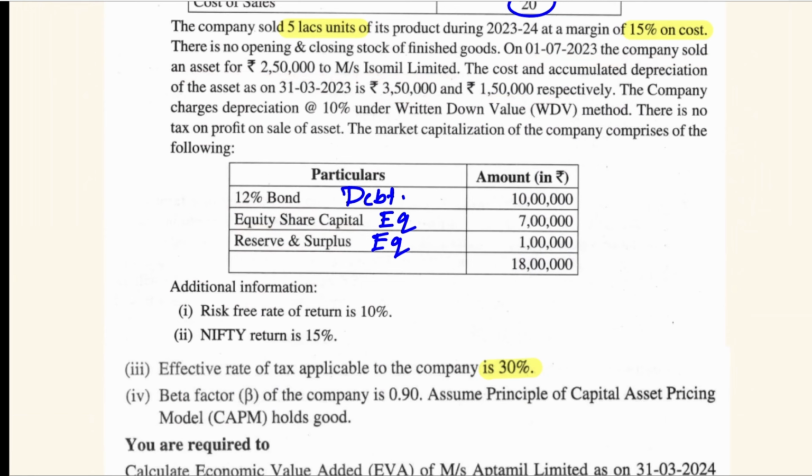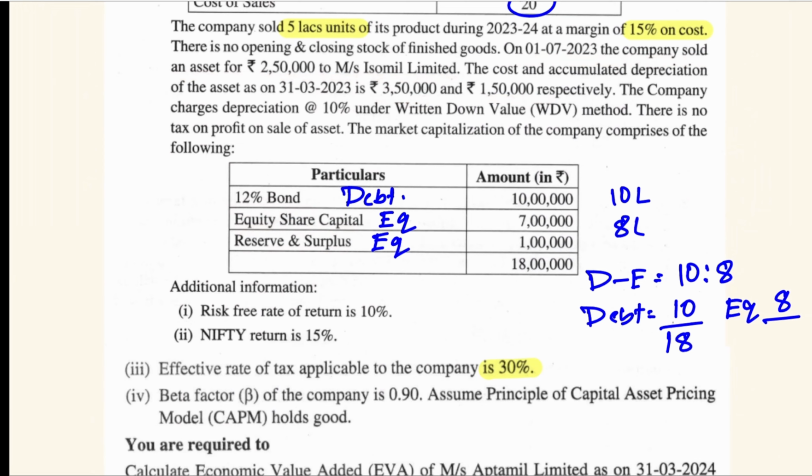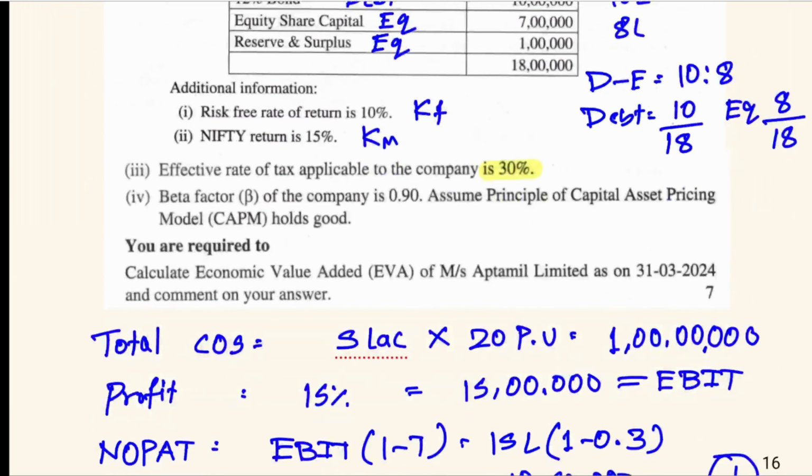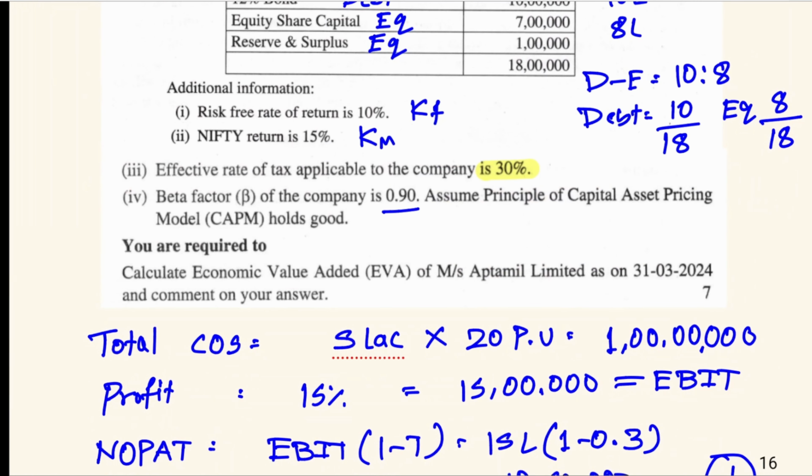Now debt and equity we have identified. Debt equity ratio you have to derive from this. So debt is 10 lakh, equity is 8 lakh. So debt equity is 10:8. So total is 18. Therefore debt is equal to 10/18 and equity is equal to 8/18. This we require when we are calculating weighted average cost of capital. Additional information: risk-free rate 10% is KF, Nifty return is market rate KM, then effective tax rate we have used, beta factor is 0.9. So this is beta.